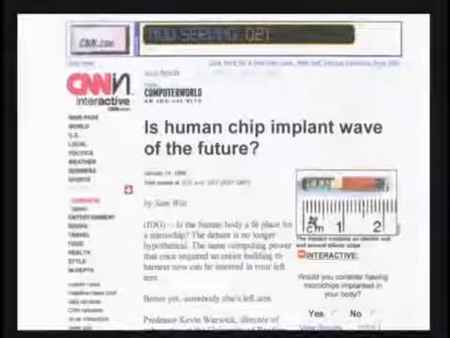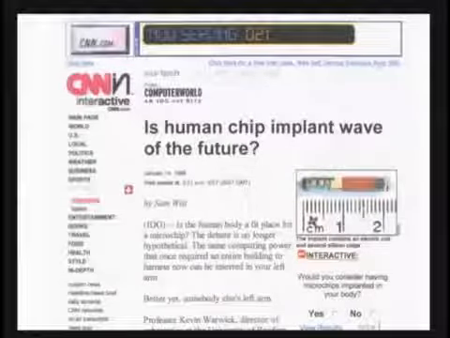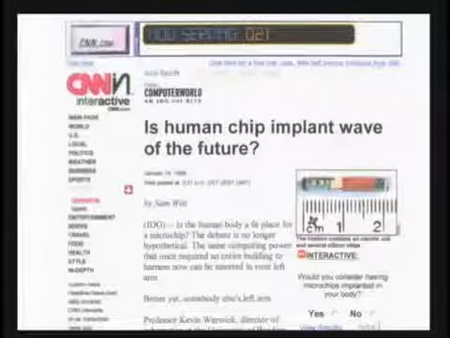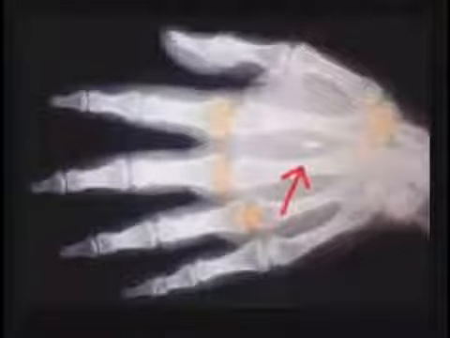Here's a picture of the human chip, about 2 centimeters long. This is an article back from January '99 talking about the human body. Is the human body a fit place for a microchip? The debate is no longer hypothetical. It can be done. Now this is a phony picture that somebody put on the internet claiming, oh, the mark of the beast is here. Somebody did that to see how far the Christians would carry it, but it shows a microchip in the hand.